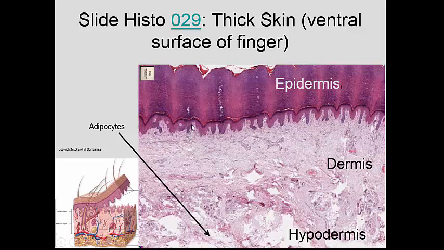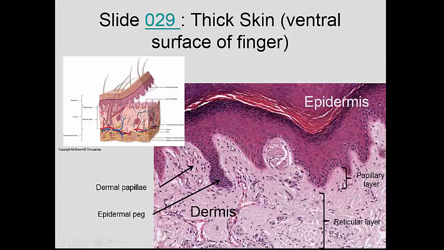And whenever this happens, you have the interdigitation. Thicker skin has a greater interdigitation between the dermis and the epidermis than does thin skin. And here we can see that projections of the dermis into the epidermis we call dermal papillae. And then the epidermal pegs, or the rete pegs, are the epidermis dipping into the dermis itself.